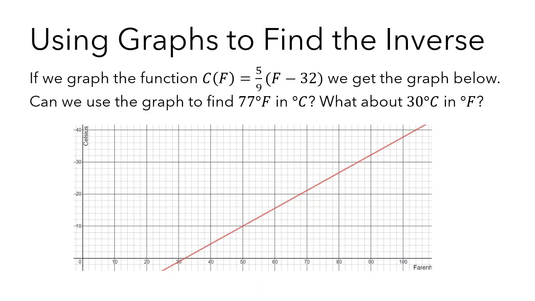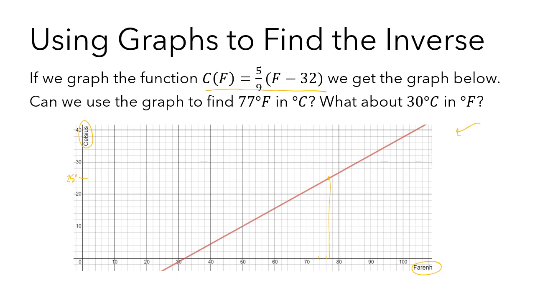Now if we graph the original function c of f equals 5 over 9 times f minus 32, we get the graph below. Can we use the graph to find 77 degrees in Celsius? What about 30 degrees Celsius in Fahrenheit? We can. So if we go over to 77, because the x-axis is Fahrenheit and the y-axis is Celsius, go over to 77, this would be 72, 74, 76, 77, and we trace up and find our point of intersection and then trace over, we see that's right over here at 25 degrees Celsius.